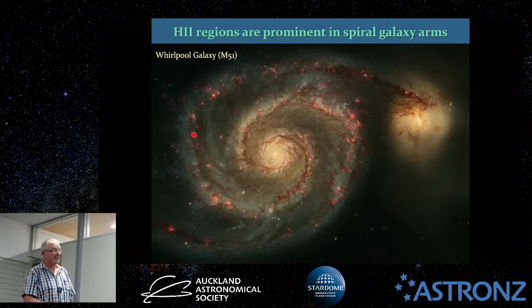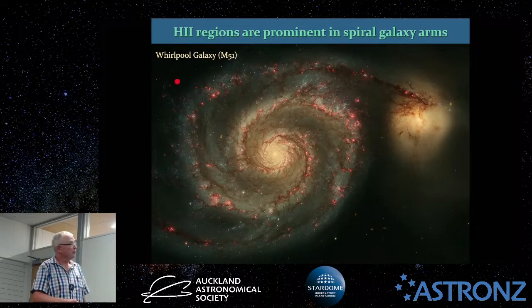This is a spiral galaxy. This is what our Milky Way would look like from a reasonable distance. But you can see the spirals here. And what do you notice about these spirals? All these big red spots. And these are all H2 regions.